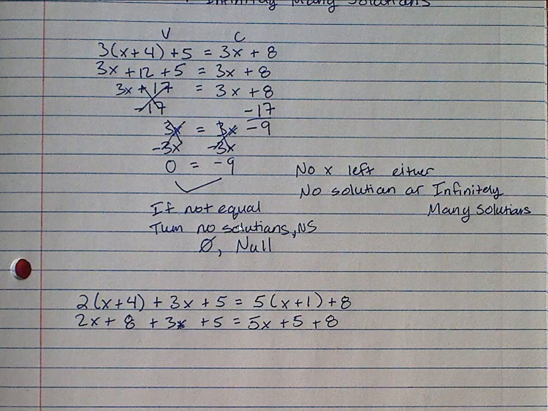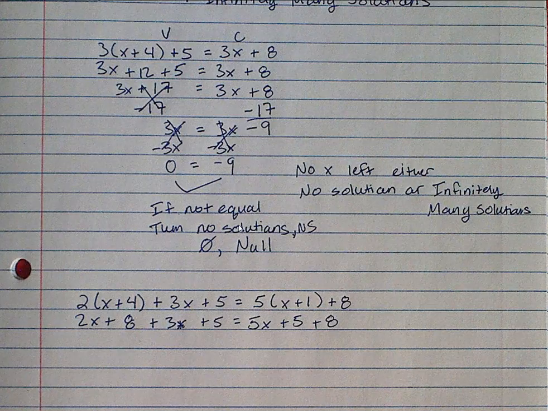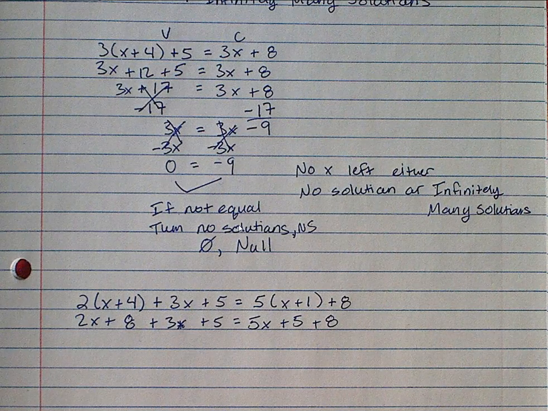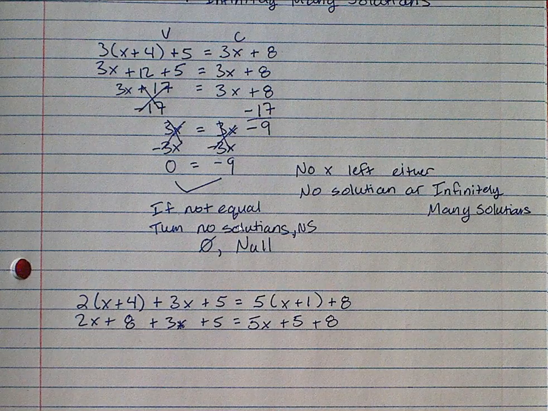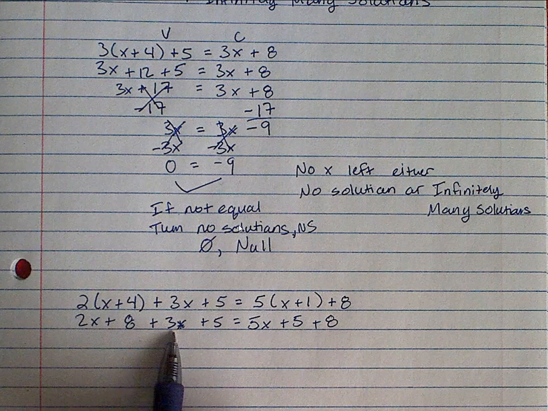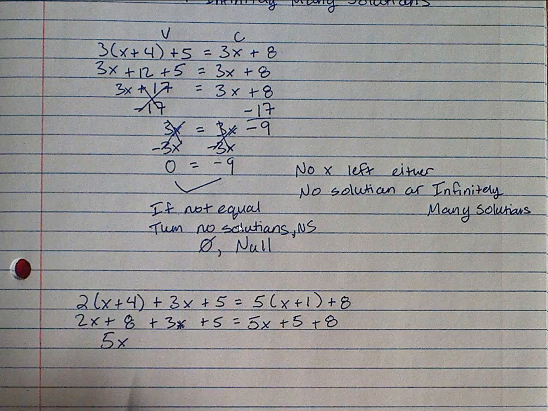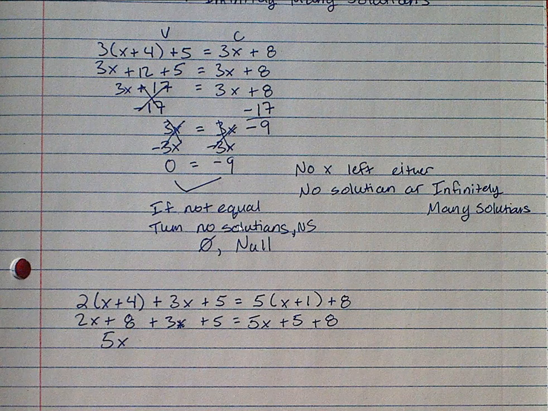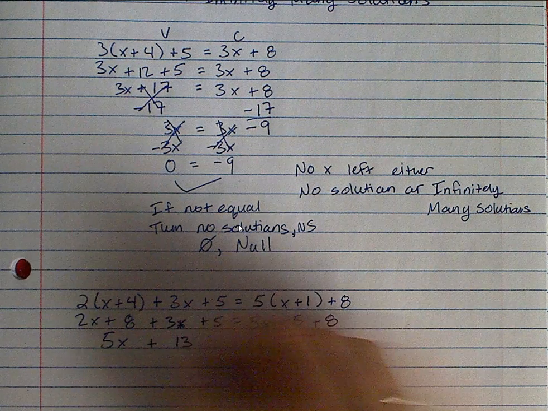Now, Tess. After I distribute, what's my next step? Perfect. Tess, I'm going to have you take just the left-hand side. What are the like terms on the left-hand side? 2x and 3x and then 8 and 5. Great. 2x plus 3x, what do those make together? 5x. Great. So I've got 5x, and then plus 8 plus 5, what does that make? So I'm going to do plus 13. I'm going to drop down my equal sign.